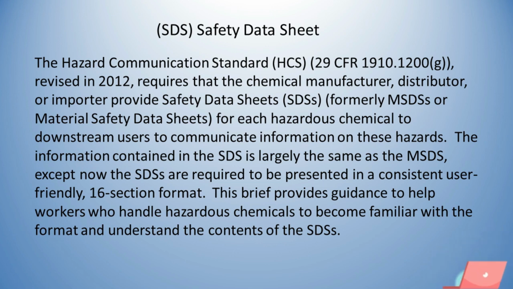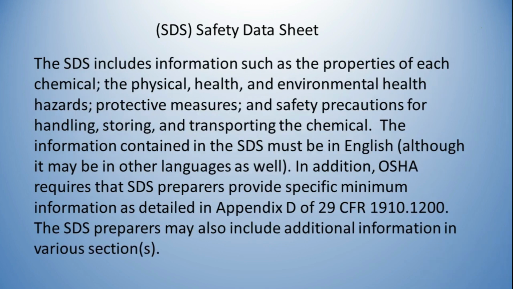This brief provides guidance to help workers who handle hazardous chemicals to become familiar with the format and understand the contents of the SDSs. SDS Safety Data Sheet. The SDS includes information such as the properties of each chemical, the physical, health, and environmental health hazards, protective measures, and safety precautions for handling, storing, and transporting the chemical.